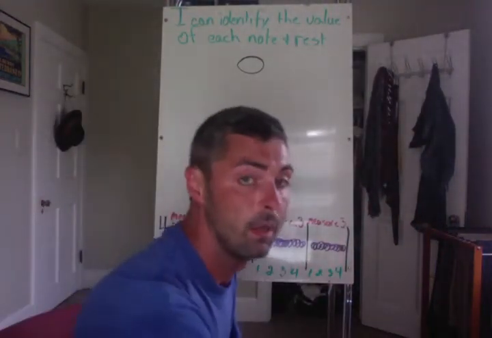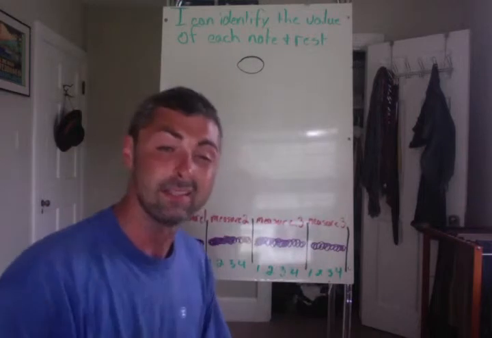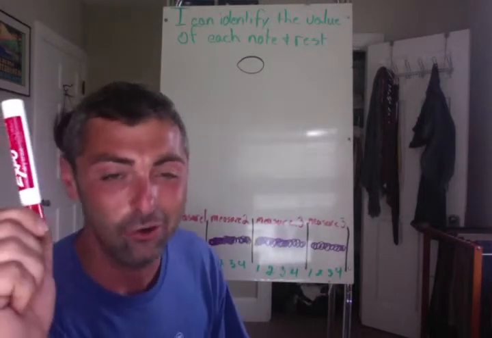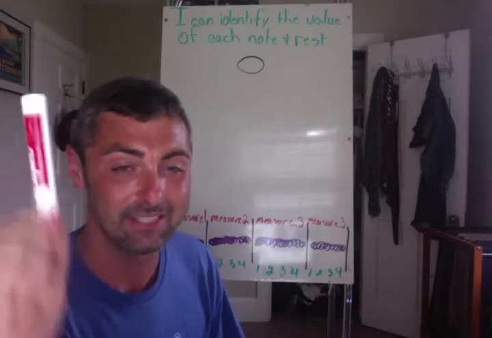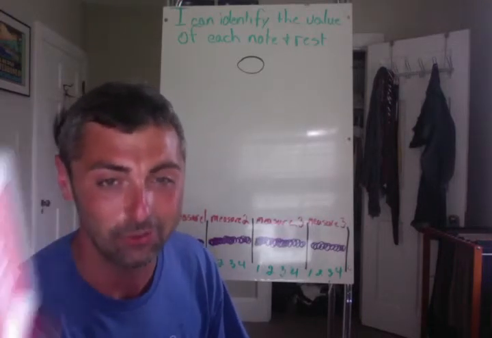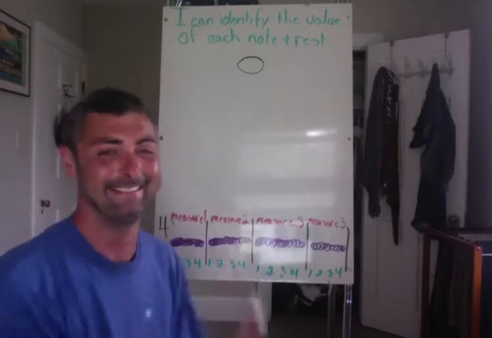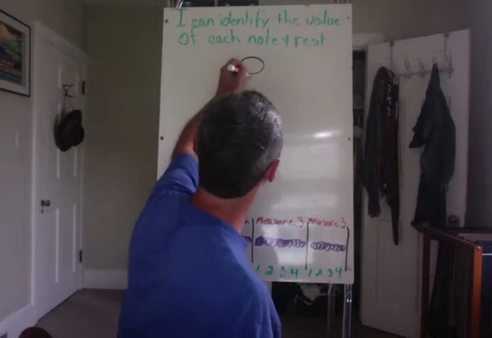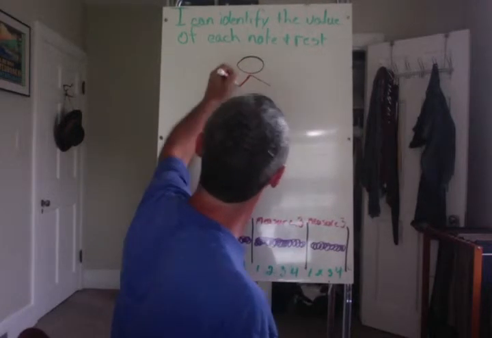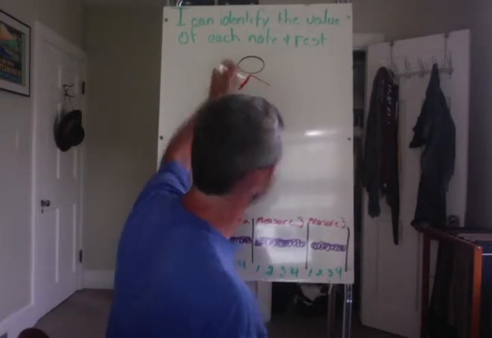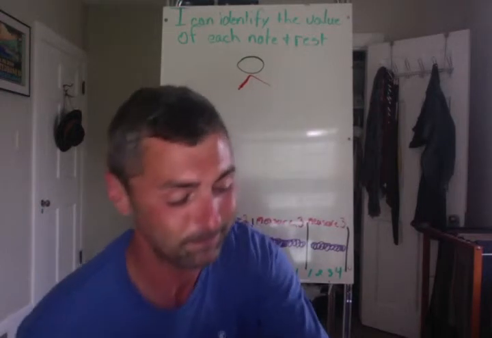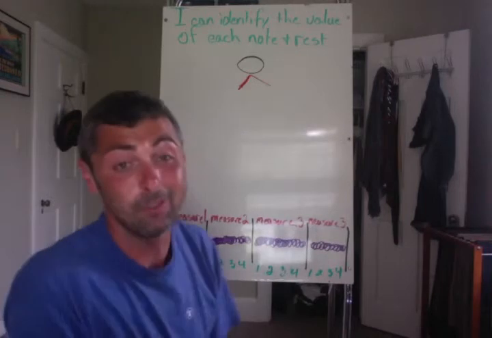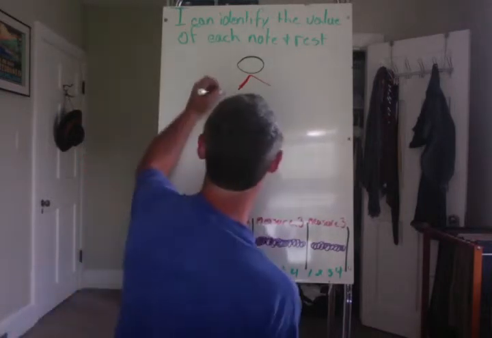Now, a half note's called a half note because it's half of a whole note. Say it again. A half note is called a half note because it's half of a whole note. Now, what I'm going to do is split the half note visually. If I split that in half, I'm going to get 2 half notes.